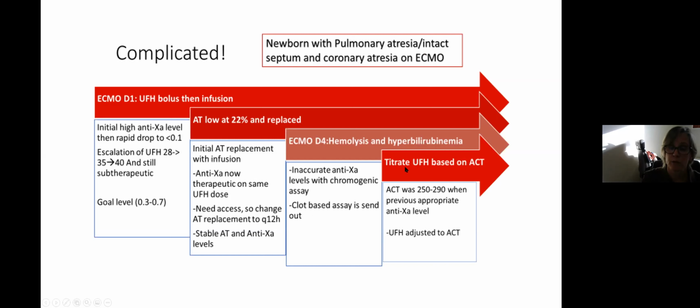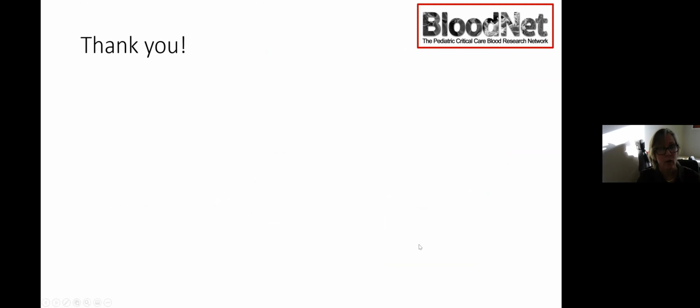But the decision was made to titrate off of the ACT, knowing that the ACT would be affected by platelets, fibrinogen, all of the other contributions to anticoagulation. So we kind of used it as a placeholder. So I covered a lot rather quickly. Please put your questions in the question box and we'll talk soon.